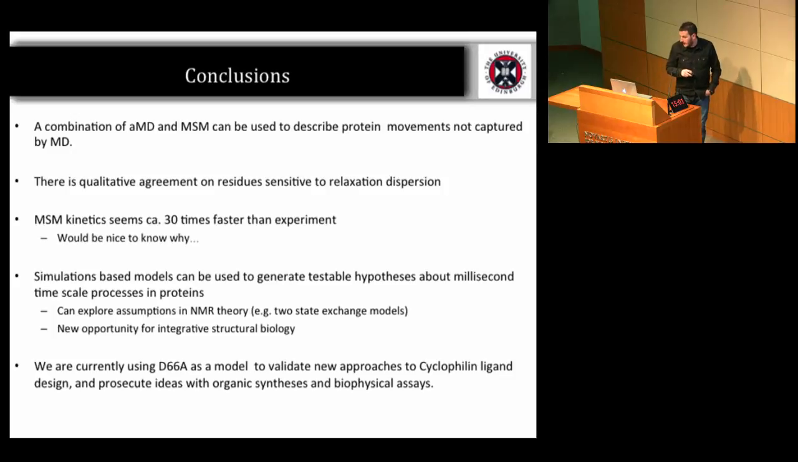Then, we think we have proved that simulation-based models can be used to generate testable hypotheses that you can then go and convince the experimentalists to try. And that's a nice thing and offers new opportunities for structural biology. And we are currently using the D66 model insights to design new cyclophilin inhibitors. However, we agreed that we are not yet in a state where we can actually come and show this.